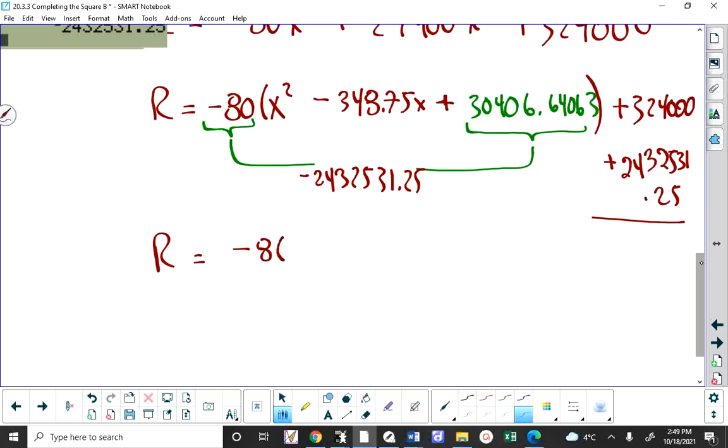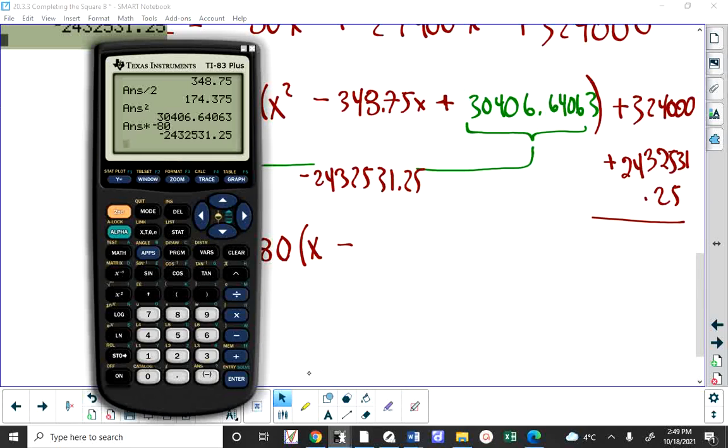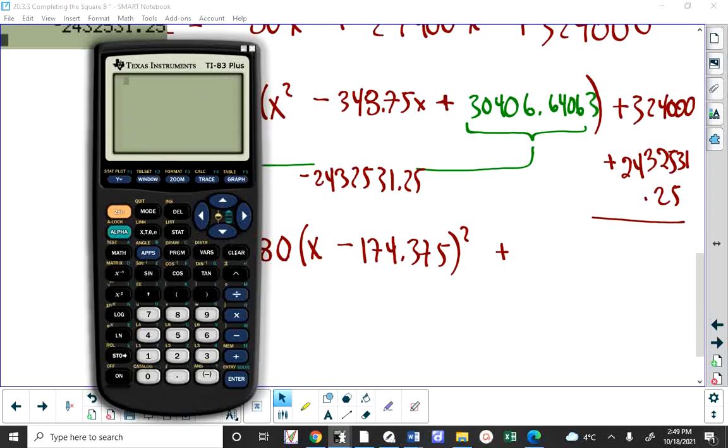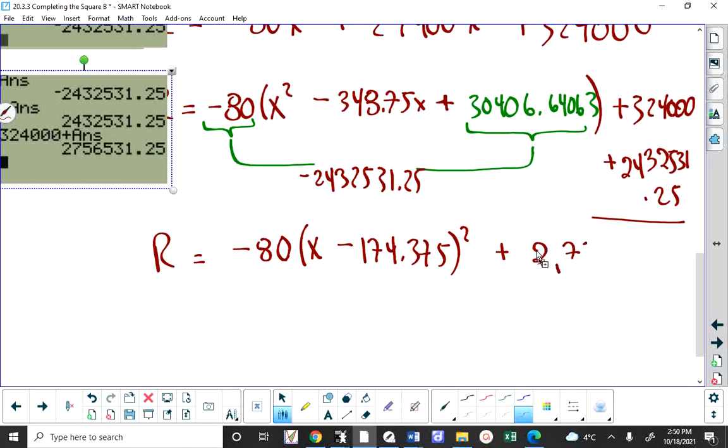This is going to become negative 80. I will have x minus half of this, which was that 174.375, squared, and then plus this, which will be our maximum revenue. Whoops. So I need to take that 324,000 and add and get 2,756,000. 2,756,531.25. So forget about how realistic this is or not.